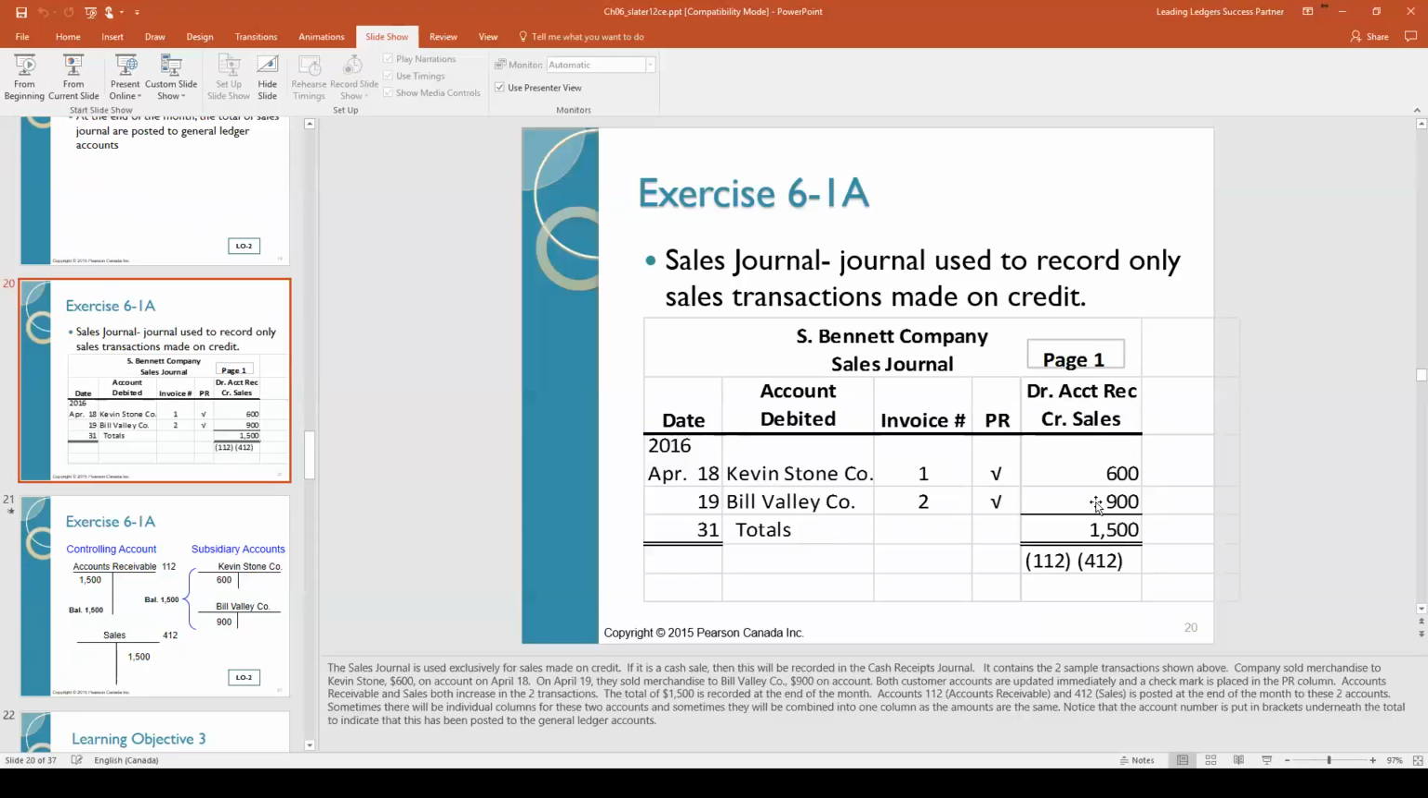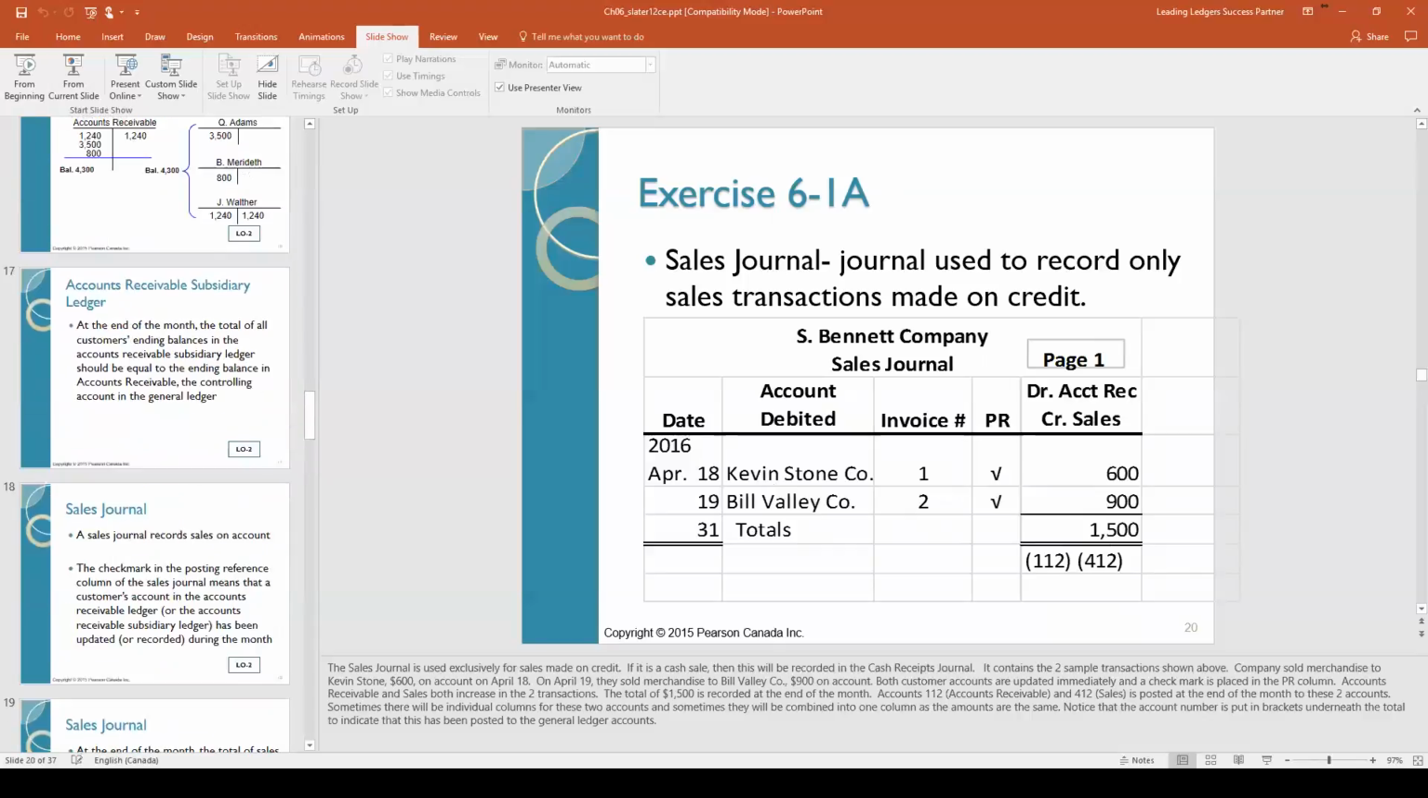$1,500 goes to account 112, so I write it in the general ledger. Then I come back and say where I put it. I put it into account 112, so I come back and write 112. Then $1,500 goes to sales. I go to the general ledger account and write it in. I say it came from sales journal, page 1, which is here. Then I come back to the sales journal and say that it went to account 412.